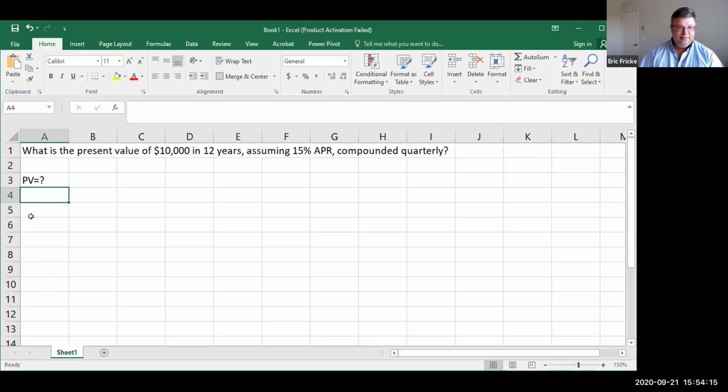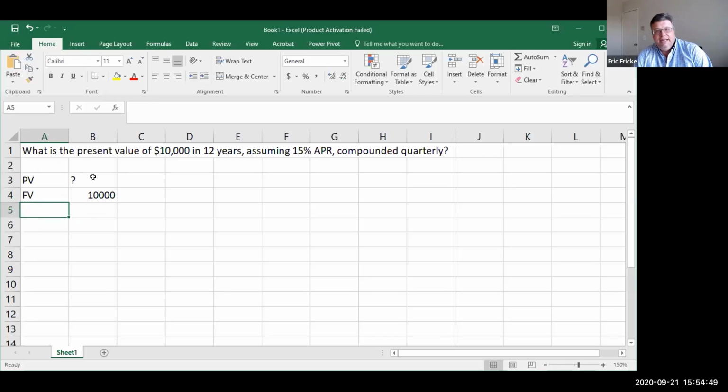The next thing would be FV. And in this case, we know FV is $10,000. Actually, I'm going to write this another way. I apologize. So FV's $10,000, right? And PV, we don't know what that is.